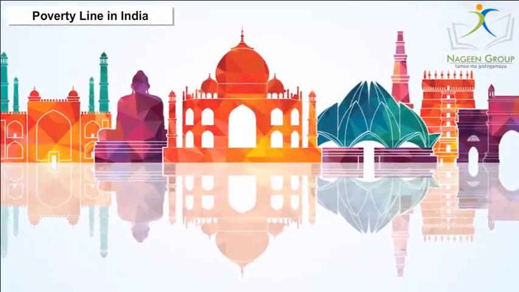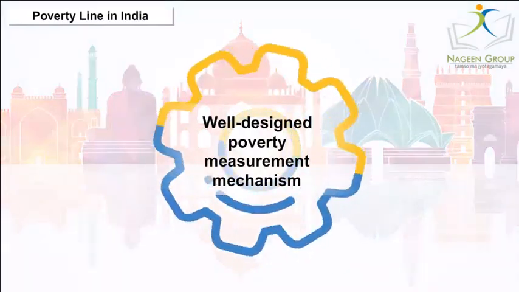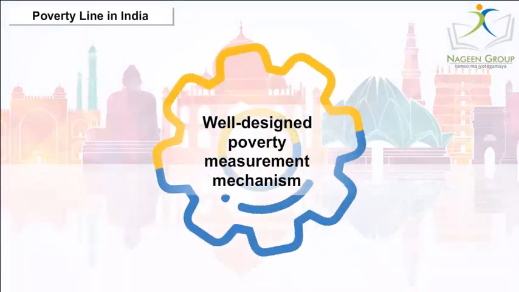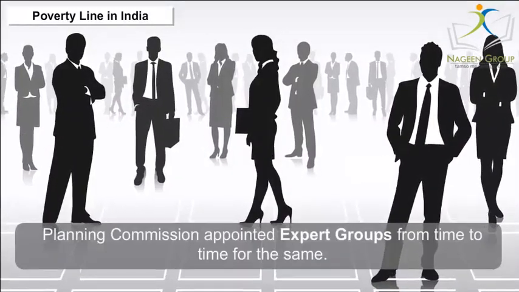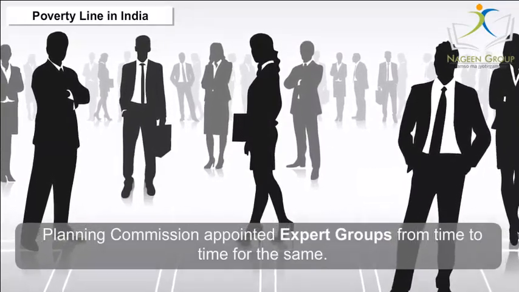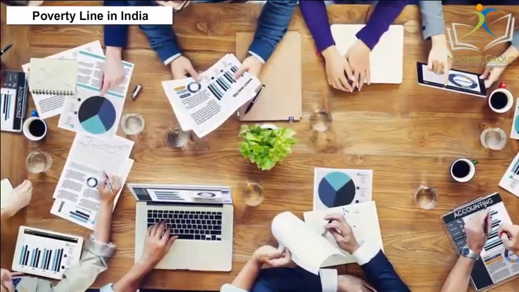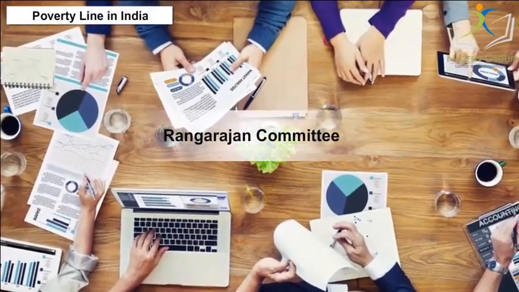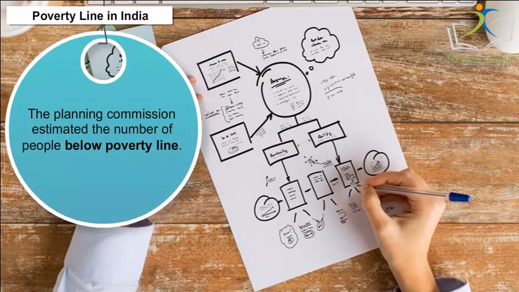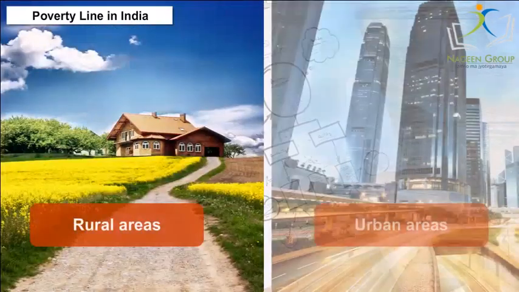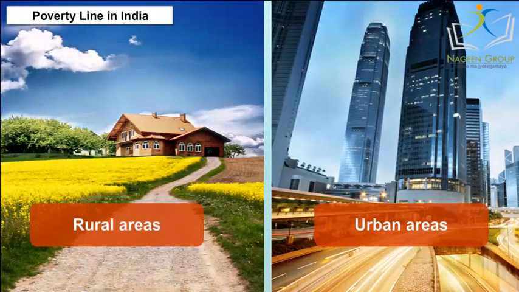Poverty line in India. India has a well-designed poverty measurement mechanism under the erstwhile Planning Commission. The Planning Commission appointed expert groups from time to time for the same. For example, the Rangarajan Committee was the latest among them. In general, the Planning Commission estimated the number of people below the poverty line in states as well as in rural and urban areas based upon the prevailing poverty estimation methodology submitted by the expert groups.